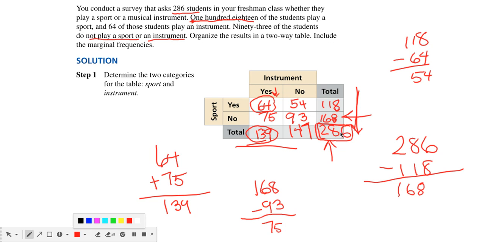286 is the total number of students. 118 play sports. 139 play an instrument. 64 play a sport and an instrument. All right, that concludes our example 2.